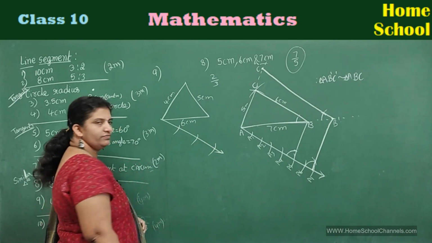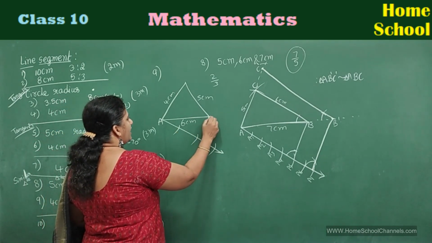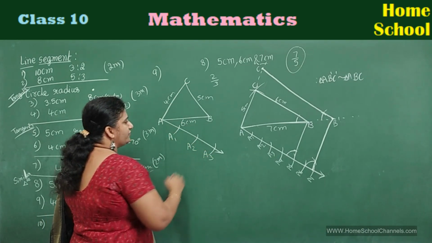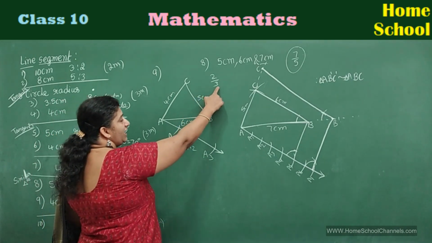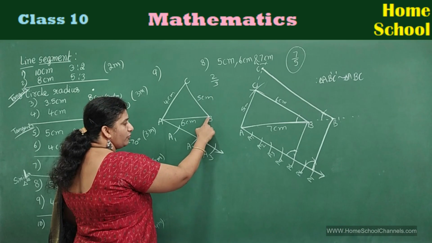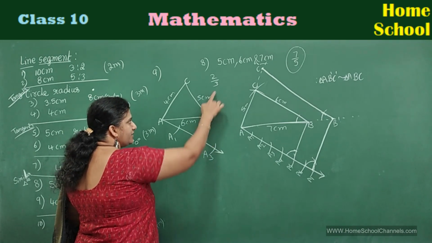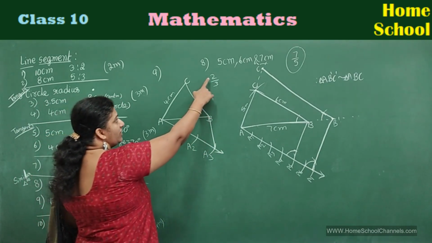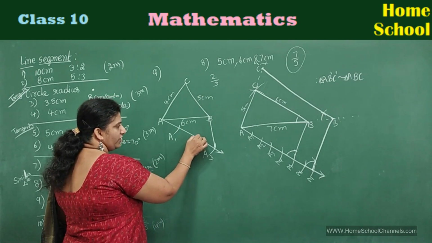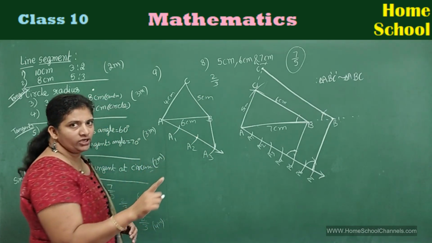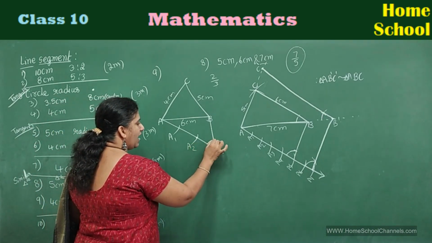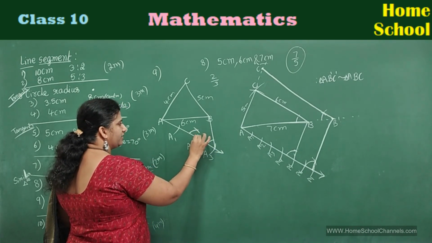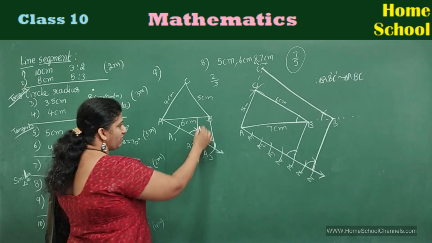1, 2, 3. Mark these as A1, A2, A3, or P, Q, R, any letters you can take. Observe the denominator. From the denominator to the other endpoint, you need to join. 3 is the denominator, so join from A3. Okay. Now what is your numerator? 2. See here, this is the point where you need to work. Again, one statement you need to remember: free arc, go back, measure, cut, join. Okay, same manner again.